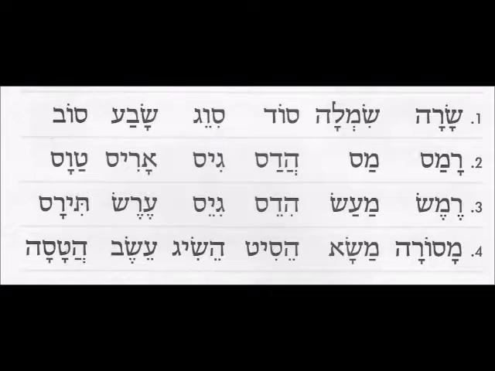Line number 3. Remes, Ma'as, Hides, Giyes, Eres, Tiraz. And line number 4. Masora, Masa, Esit, Esig, Esev, Hatasa.